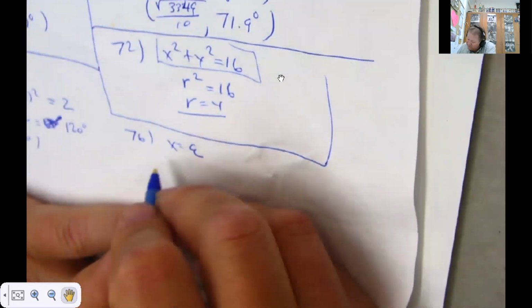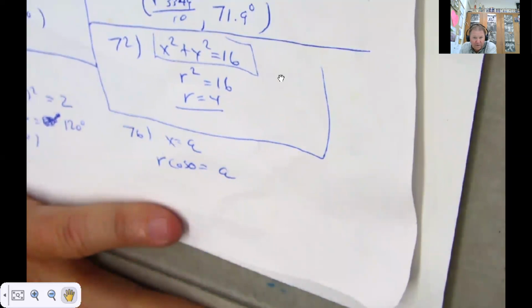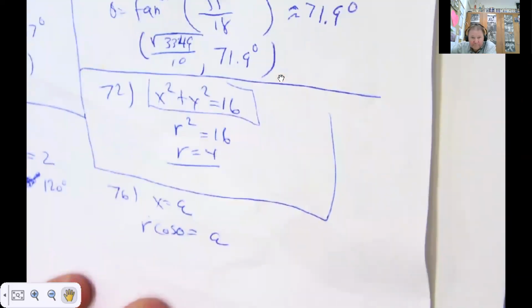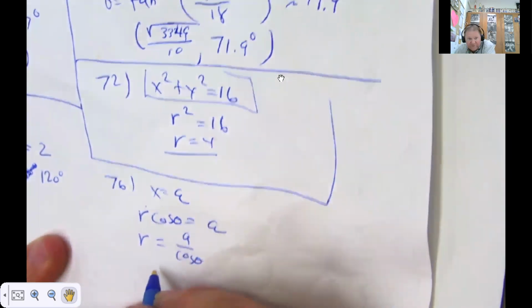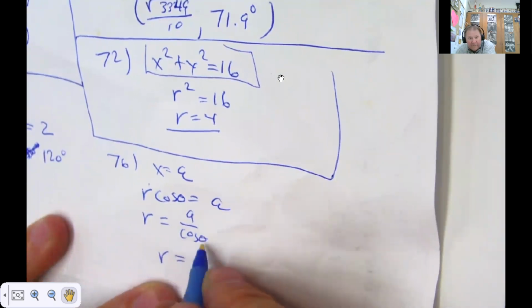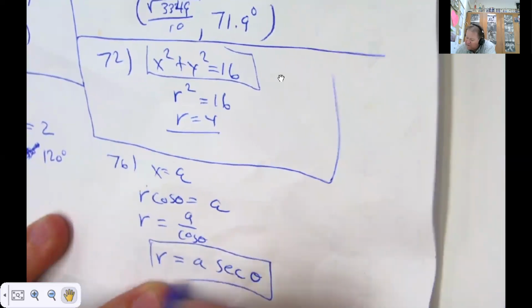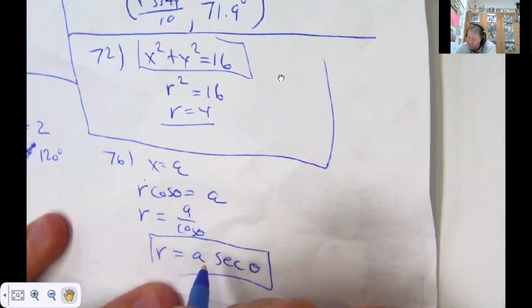So x in the polar world is equal to r cosine of theta equals a. In which case we can divide both sides by the cosine of theta. And this would be r equals a divided by the cosine of theta, and 1 divided by cosine is secant. So r equals a secant of theta. And there it is. So we took it from rectangular to polar.